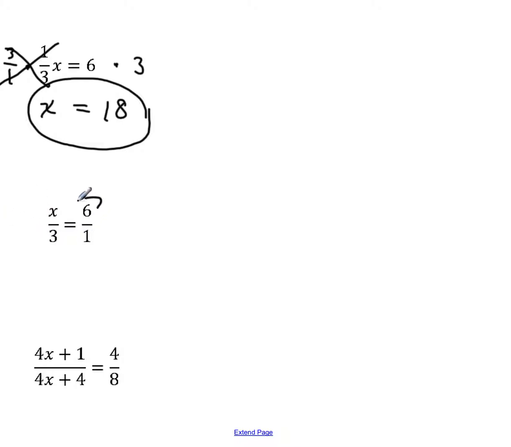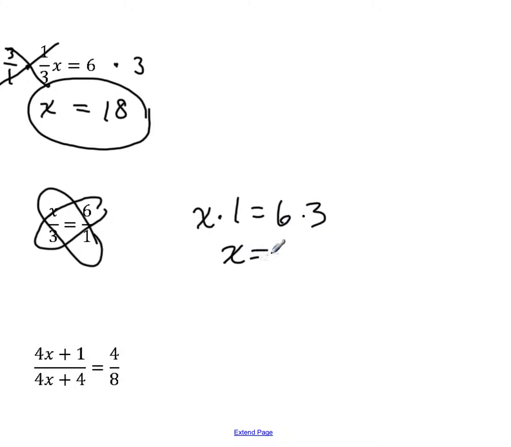Remember, you learned how to cross multiply in jousting armadillos. So why don't we do that here? Whenever you have a fraction equal to another fraction, you can cross multiply. So I get x times 1 equals 6 times 3. That means x equals 18.